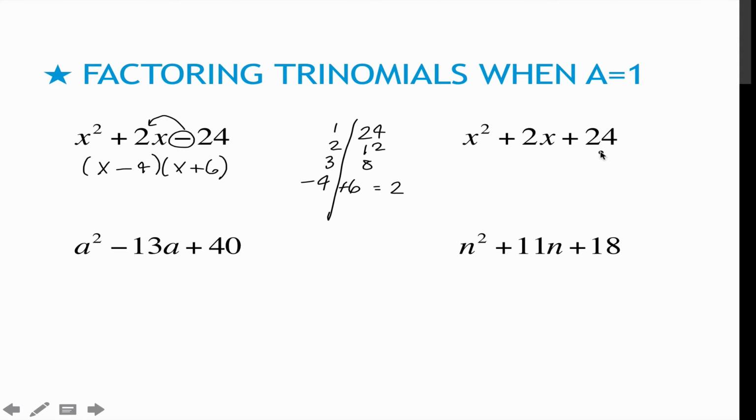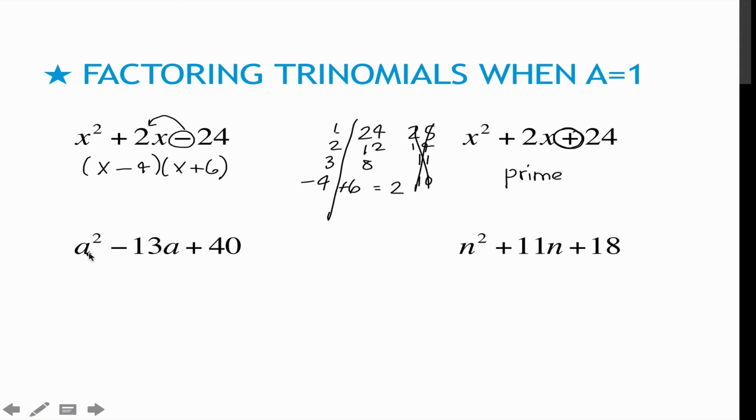For my other 24, I'm not looking for a difference of 2, but I'm looking for a sum of 2. And as you can see, this would be a sum of 25, of 14, of 11, and of 10. So none of these will work to have a sum of 2. And we know it's sum because of the plus. So this is considered prime, which means that it cannot be factored.